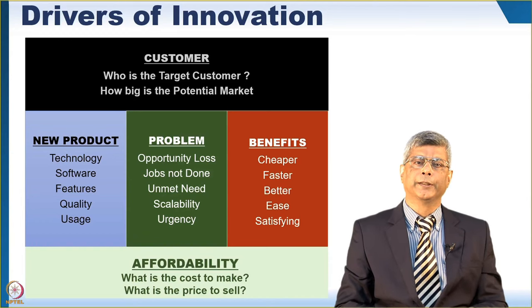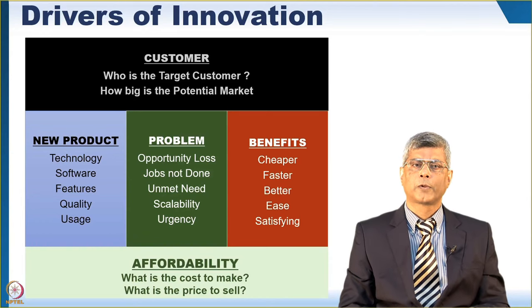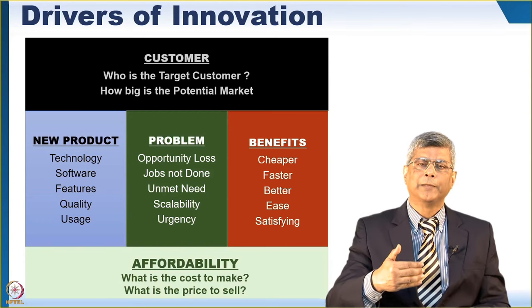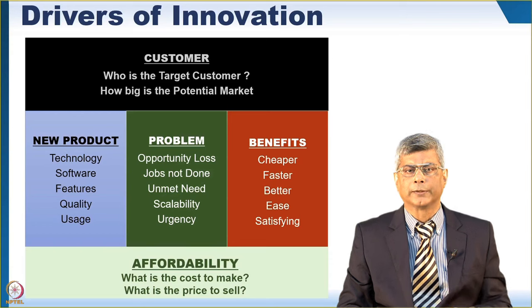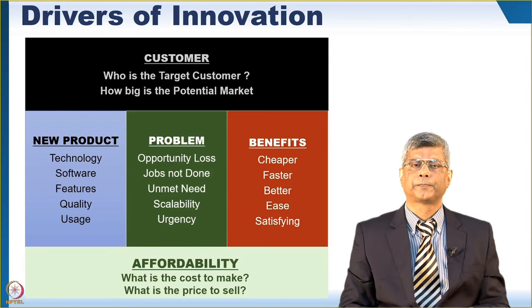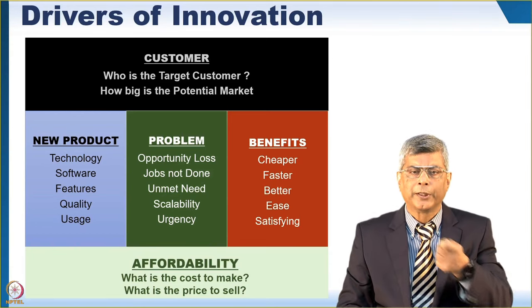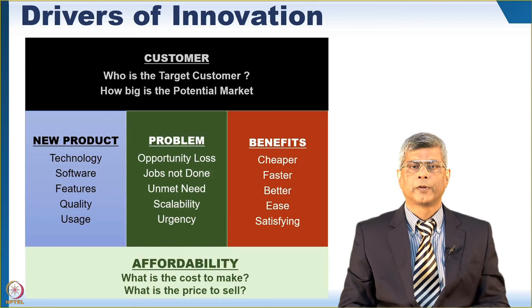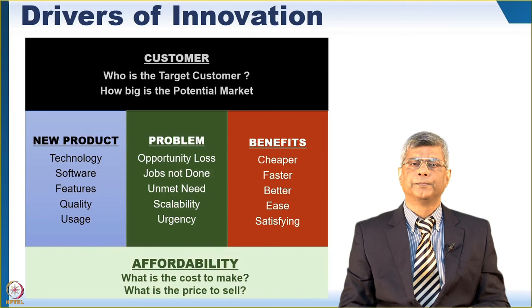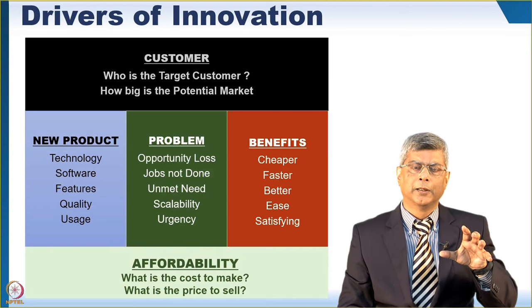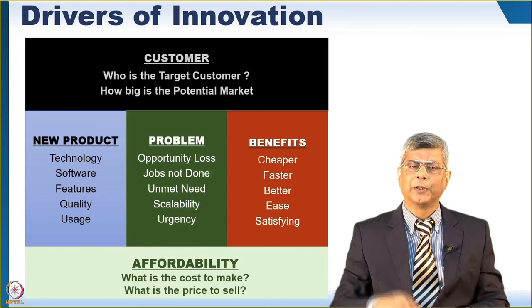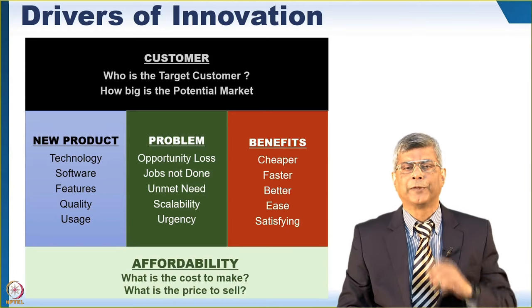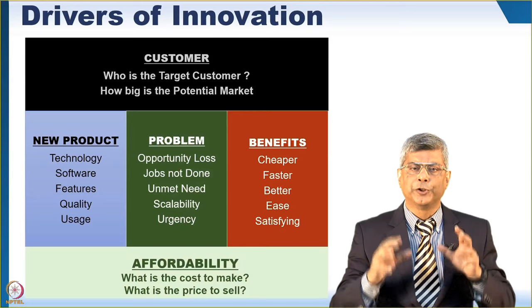Maybe he's losing an opportunity. He wants to go from point A to point B, and it takes him 5 hours. But he wants to go in 2 hours, because then he's wasting 3 hours. And then there is an opportunity loss of 3 hours of time for the customer. It could be a job not done. I want to do this, but the current product doesn't allow me to do this. I want to shoot a very high quality video, but my current product doesn't allow me to shoot a very high quality video. So the job is not being done.